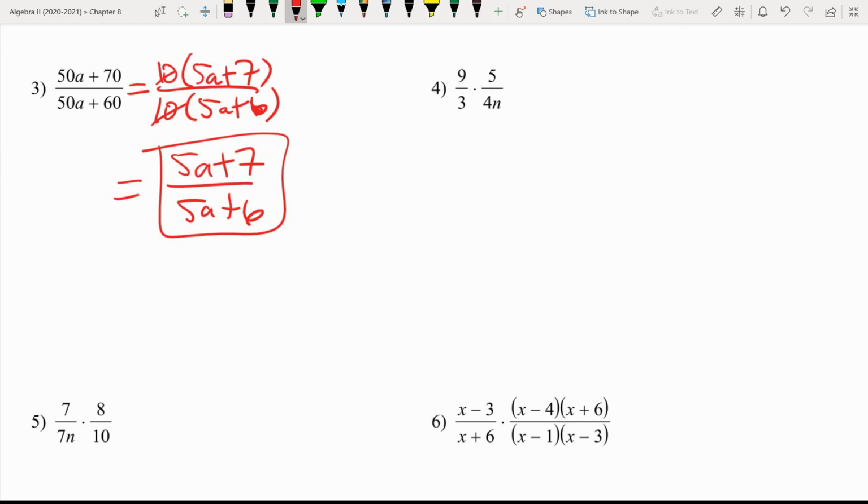On number 4, this first thing here, well, it's 9 divided by 3, so that's just 3. That's all you have to do with that. You can't really cancel or reduce anything else, so it's really just the 3 times the 5 on top, which is 15, and all that's left on the bottom is 4n, and that's it. Don't have to do anything else.